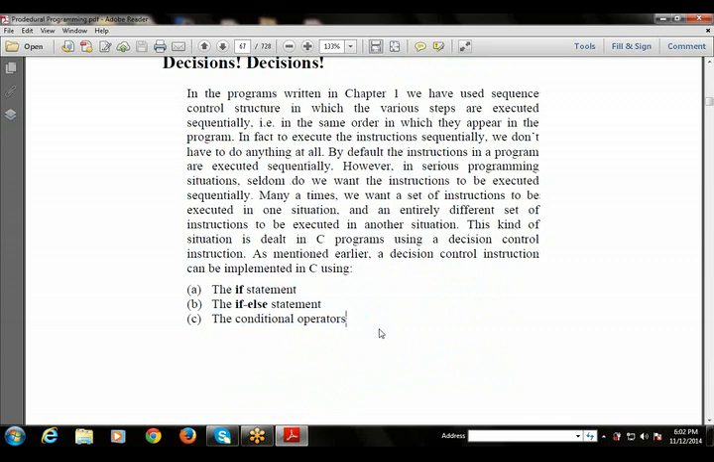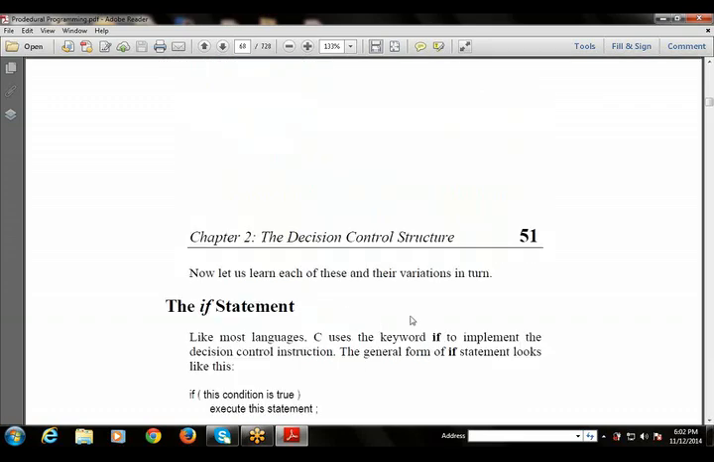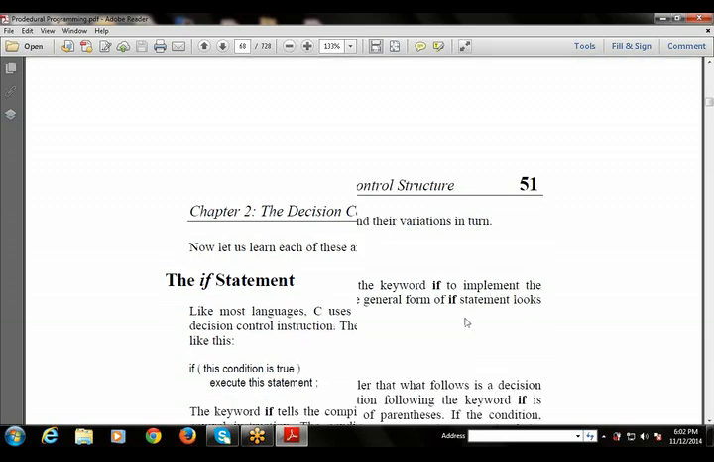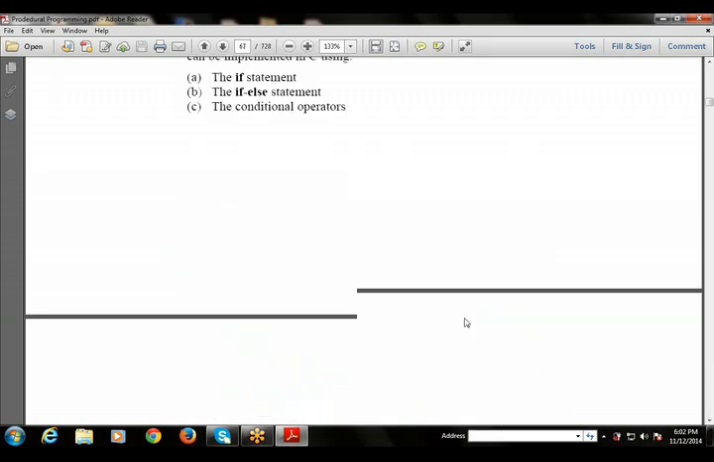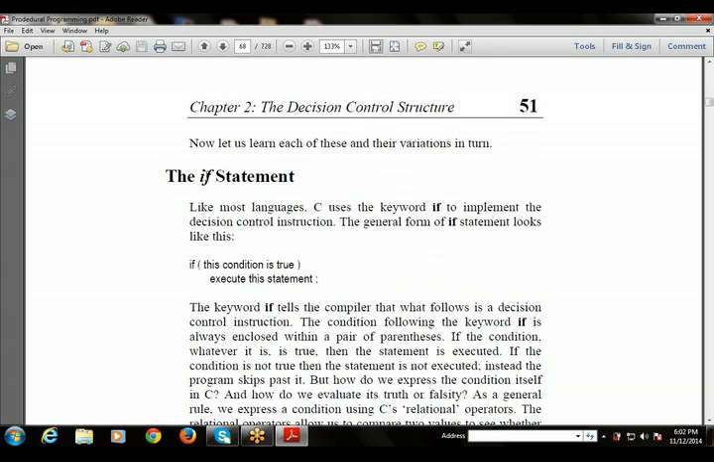So there are three kinds of decision control statements: the if, the if else, and the conditional operator. These three are the decision control instructions. Now let us learn each of these and their variations in turn. First of all, what is the if statement?